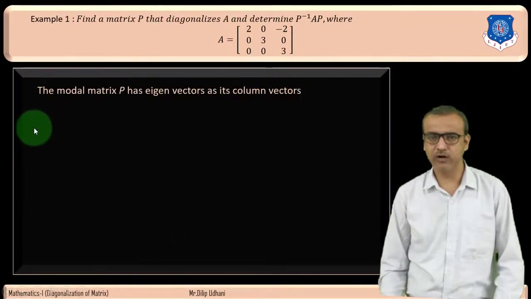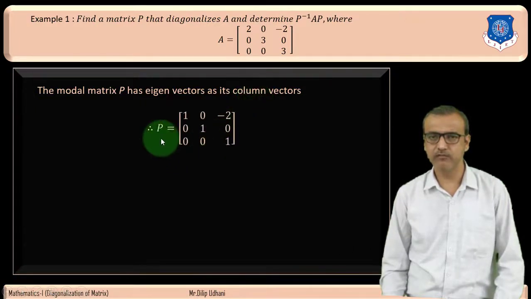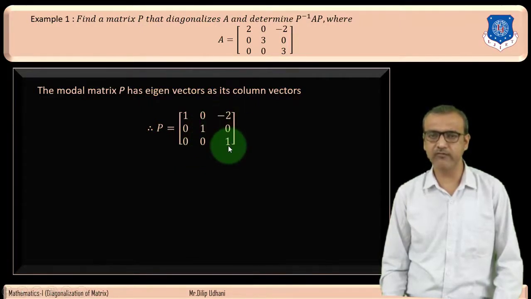Now we will find the model matrix. The model matrix P has eigenvectors as its column vectors. Therefore P equals 1 0 0, which is an eigenvector for lambda equals 2, then 0 1 0 and minus 2 0 1. These are the eigenvectors for lambda equals 3, and this P is the model matrix.